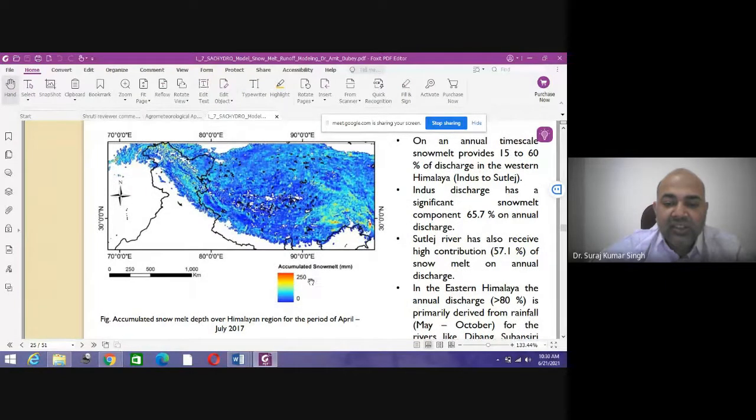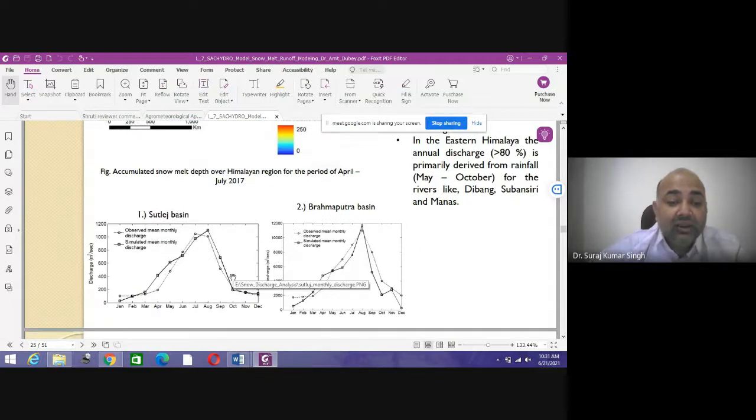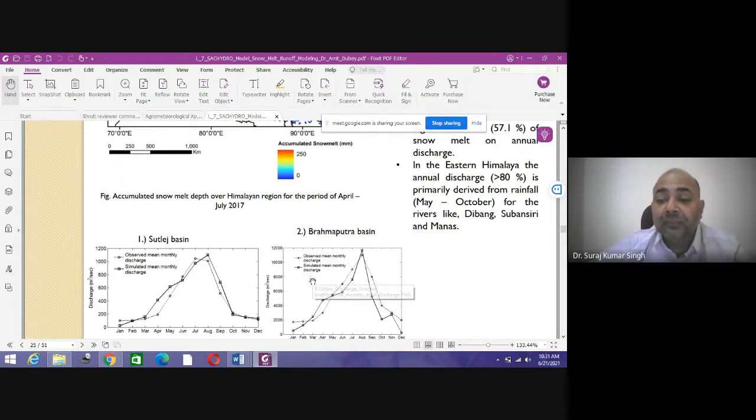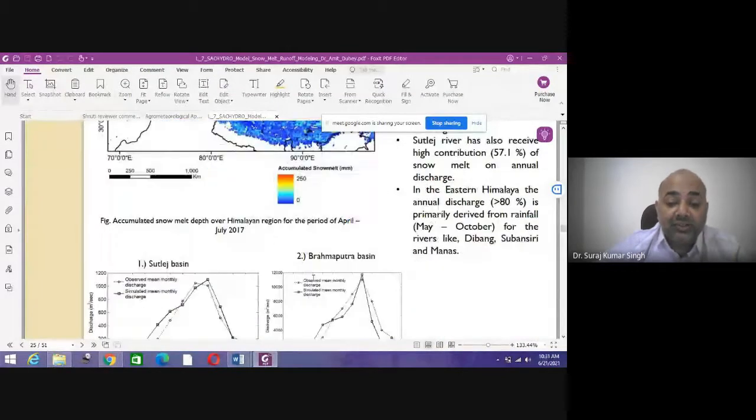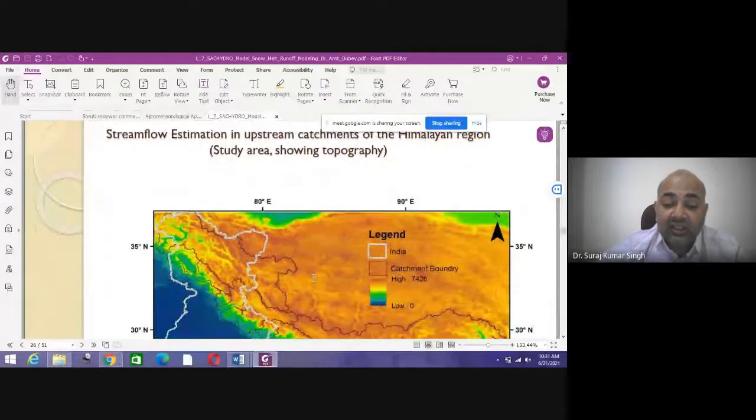2017, where the accumulated rain and snow melt is, and what the discharge is. Where is the maximum snow? Where is the minimum snow? All such components can be easily observed. Using this, you can see the observed mean monthly discharge and the simulated mean monthly discharge over the different basin boundaries. You can also use the satellite image to analyze the health of the snow in that area, whether there is a positive change or a negative change. If there is a negative change, why is there a negative change? If there is a positive change, what is the positive change?